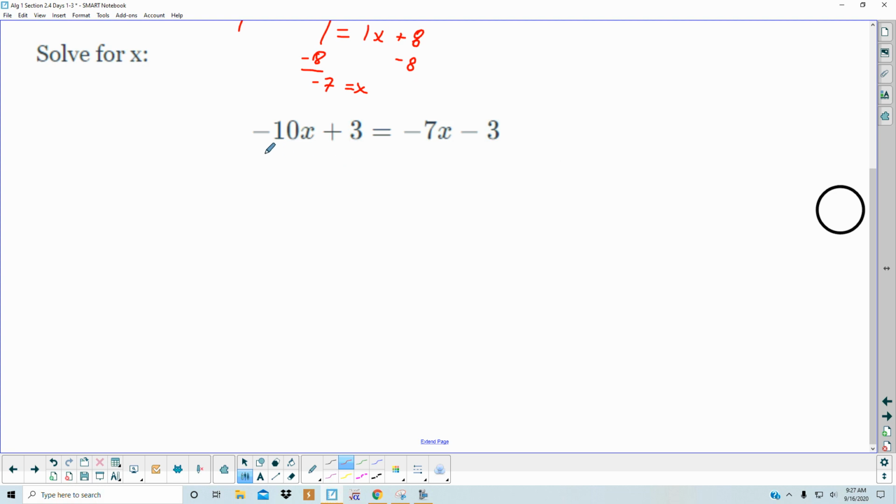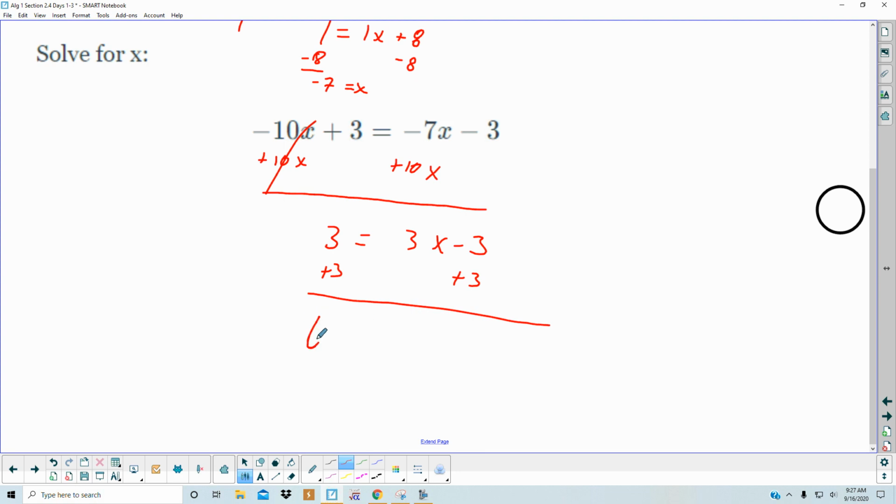Okay, I'm going to choose to add the 10x to the right. 3 is equal to, because this is gone, 3x minus 3. A whole bunch of 3's in this problem. So I'm going to add this 3 to the other side. 6 is equal to 3x. Divide by 3. 2 is equal to x.